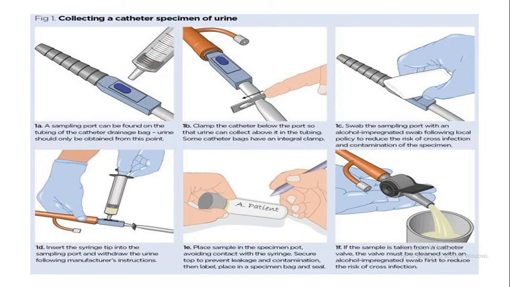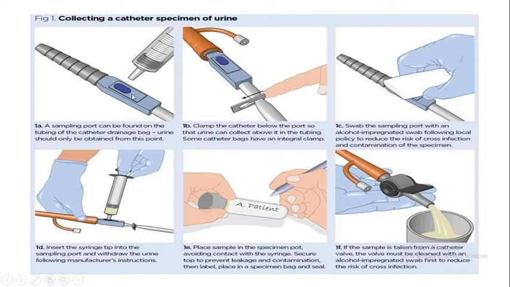Next is the collection of catheter specimen of urine. So it is another very good method of collection of urine, but it is only practiced in people who are already catheterized. So you are not able to collect a midstream urine from them because they are catheterized. So if you want to test their urine sample, this is how it is collected. If you can see this picture, it's a very self-explanatory picture of sample collection from a urinary catheter.